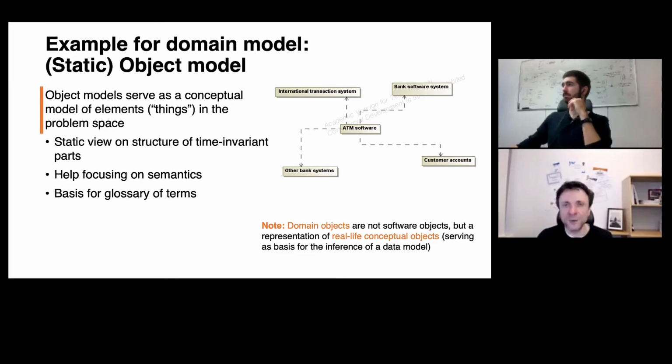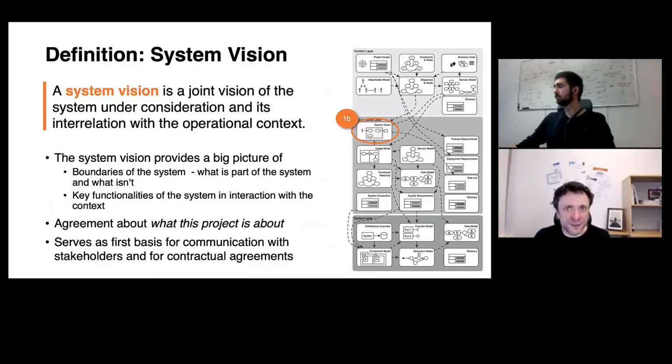And here again, we focus always on the essence, those things that are really important to understand the actual domain, the operational context. Now, a couple of words on my system vision. So the system vision is a joint vision of the system under consideration and its interrelation with the operational context.